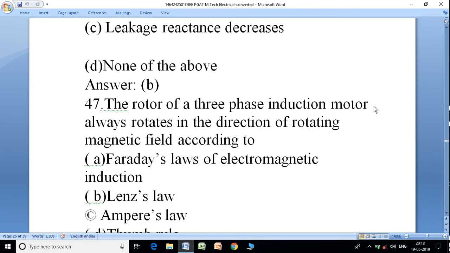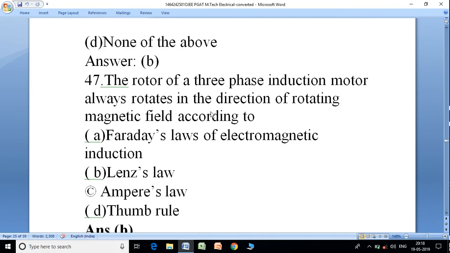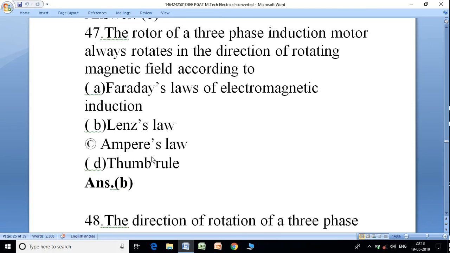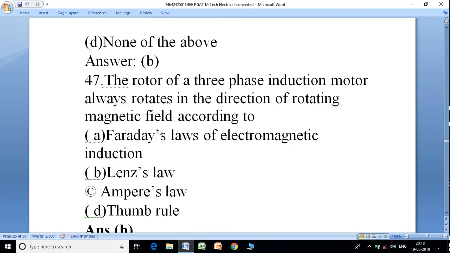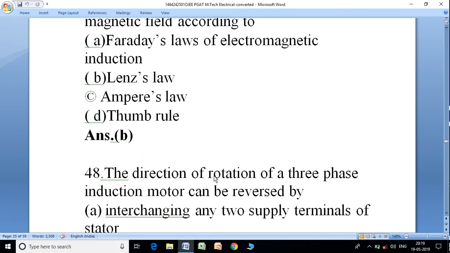The rotor of a three-phase induction motor always rotates in the direction of rotating magnetic field. According to Faraday's laws of electromagnetic induction, Lenz's law, Ampere's law, and some. This is according to Lenz's law because due to rotating magnetic field, the EMF is induced, and that produces a current. That current produces a torque. Therefore, according to Lenz's law, it always opposes the direction of rotating magnetic field.